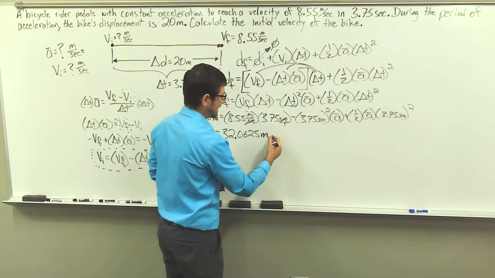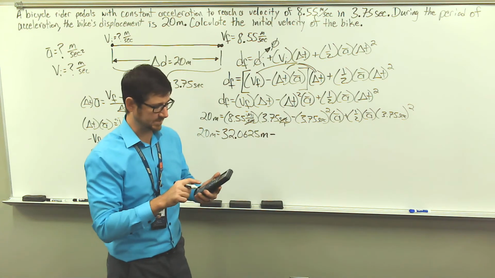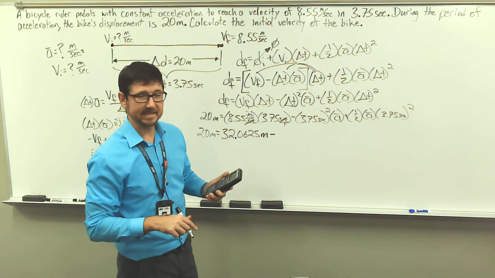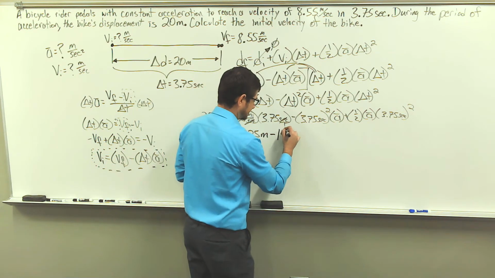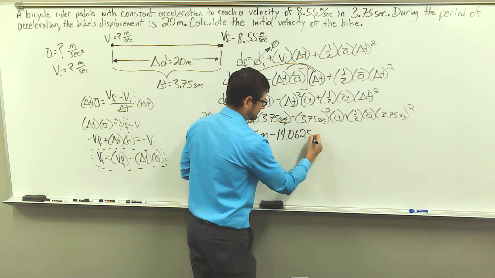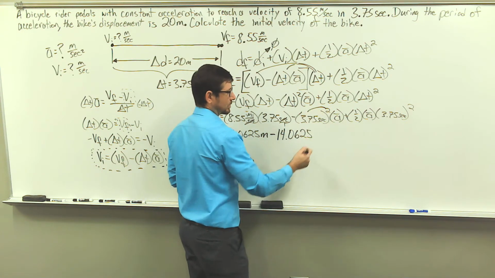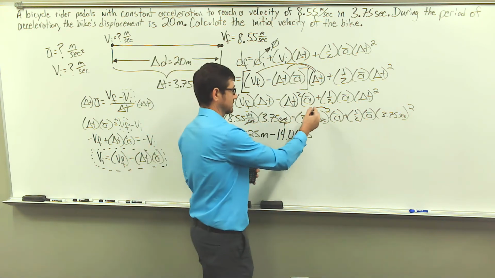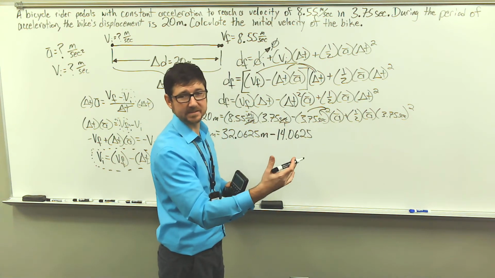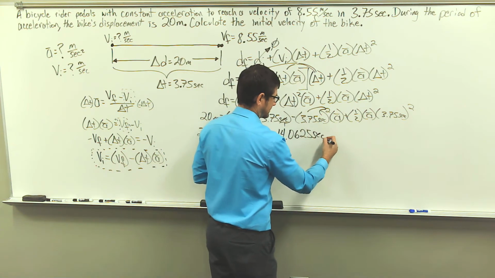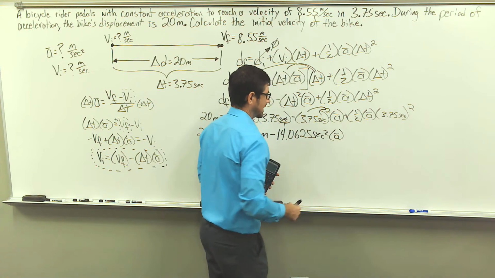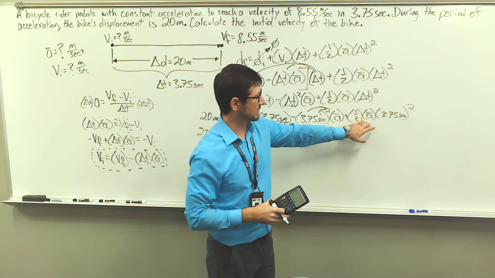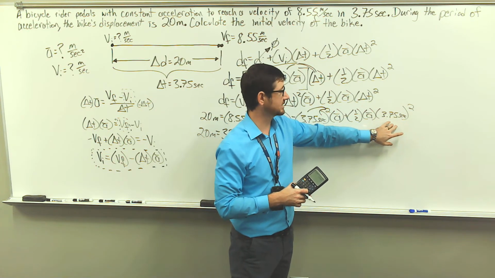Okay? So minus 3.75 seconds squared gives me 14.0625. And not only are we required to square the numerical value, we have to square the unit value too. So seconds times seconds is going to be seconds squared, times our acceleration, plus 1/2 times acceleration times 3.75 seconds squared.